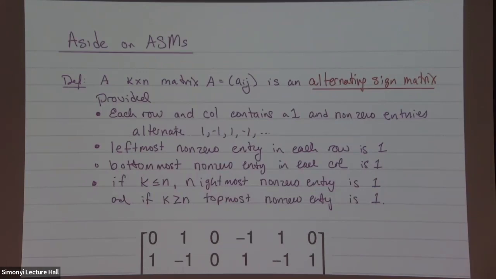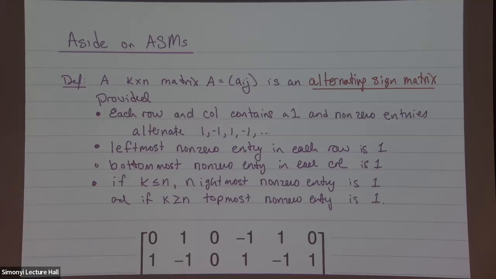So they're matrices that have zeros, ones, and -1s. Each row and each column contains a 1. You can't have an all zeros row, and so it definitely contains a 1. And then the non-zero entries alternate. The leftmost non-zero entry in each row is 1. The bottommost non-zero entry in each column is a 1. And then if k is less than or equal to n, the rightmost non-zero entry has to also be a 1. If k is bigger than n, then the topmost non-zero entry has to be a 1. This is kind of to make the numerology work out right. And in the case where k equals n, then they have to have both of those.